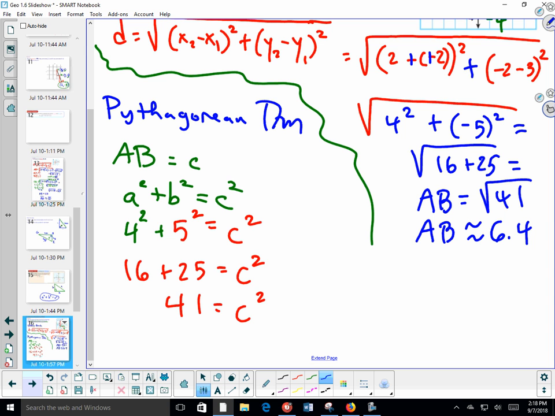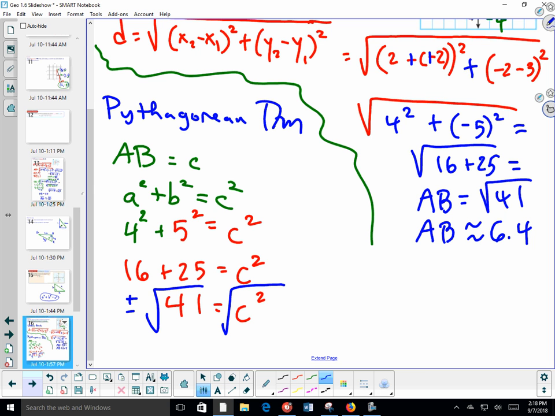C is being squared right now. So the inverse operation of squaring is to take the square root. So we need to take the square root of both sides. Now, just so you know, when you take the square root of both sides of an equation, you technically need to remember that there are 2 solutions, a plus and a minus.